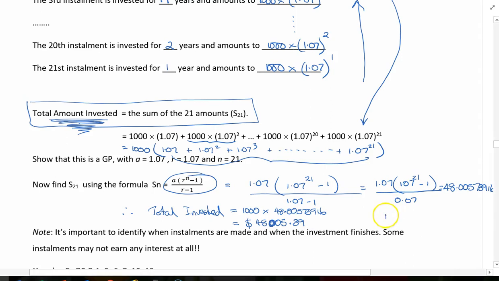If I think about how much was deposited, there were 21 deposits, because 21 installments, 21 deposits, at $1,000 each. So you can see that $21,000 has been deposited over the course of the time in total. And yes, that's a very nice investment, isn't it? You've over doubled the money. Yeah, so that's a very worthwhile investment. So I'd be very happy with that, 48,000.